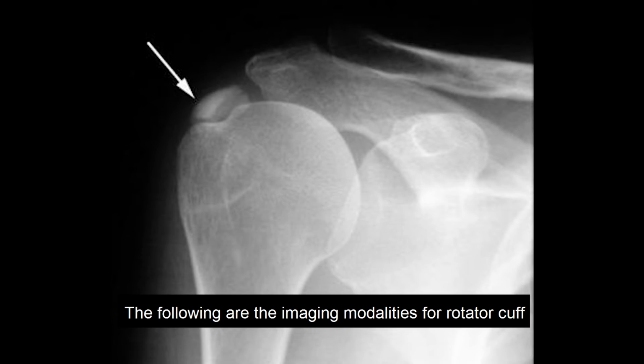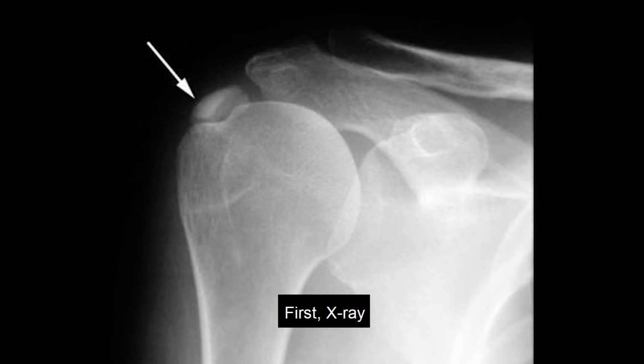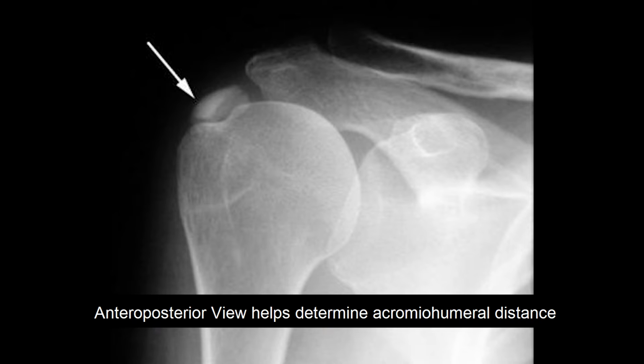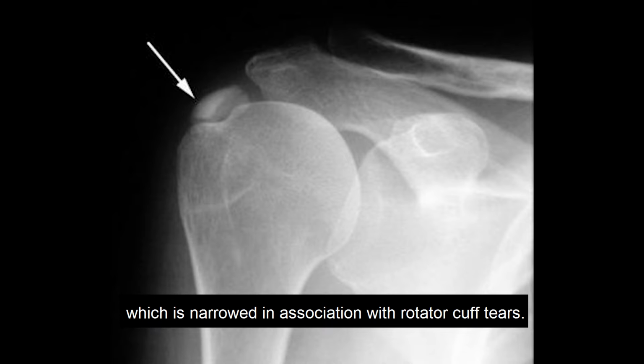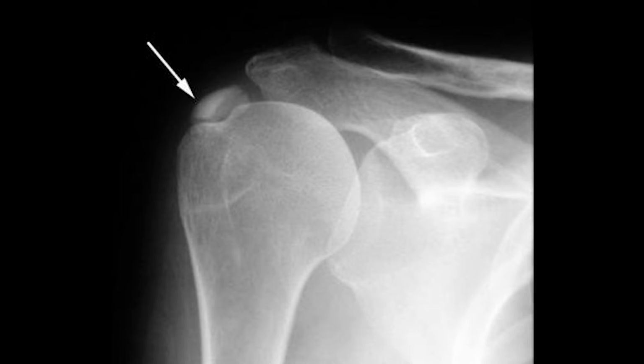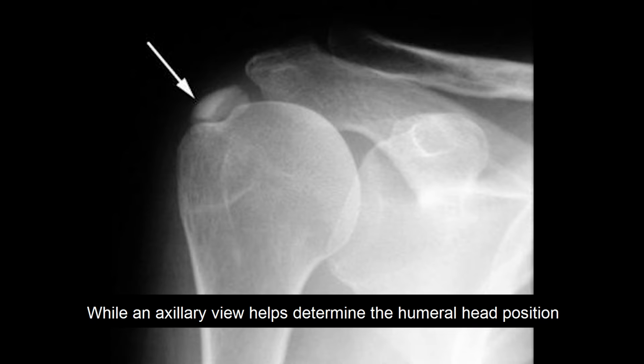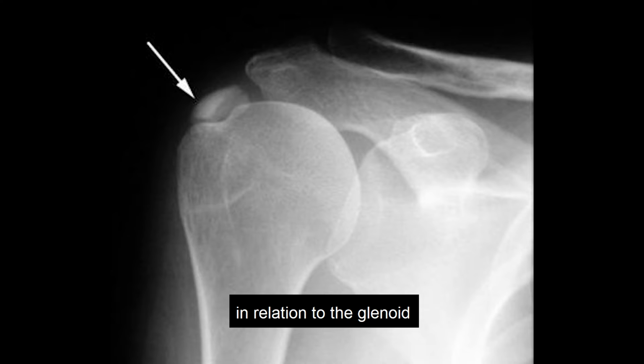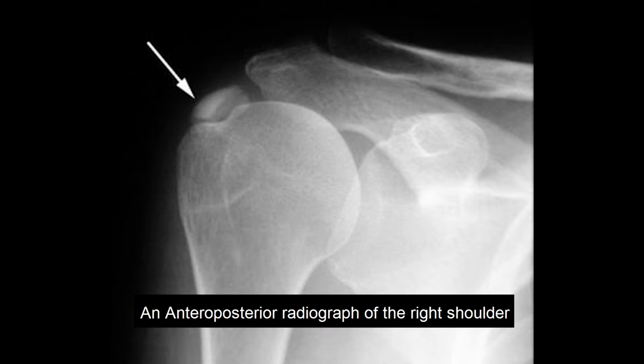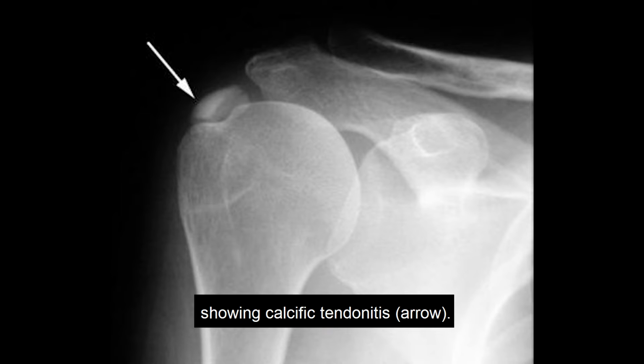The following are the imaging modalities for rotator cuff. First, X-ray. Antero-posterior view helps determine acromiohumeral distance, which is narrowed in association with rotator cuff tears. An outlet view helps identify acromion shape and slope, while an axillary view helps determine the humeral head position in relation to the glenoid. The image shows an antero-posterior radiograph of the right shoulder showing calcific tendonitis as pointed by the arrow.